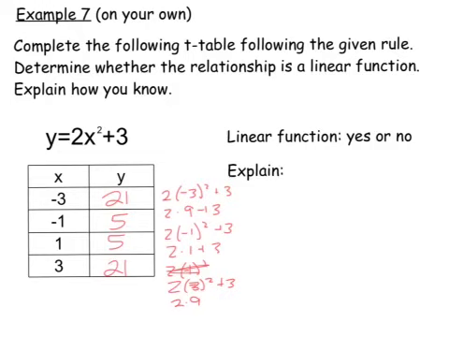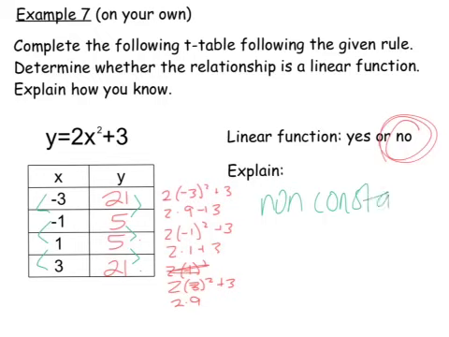I have my chart filled in and I went from 21 to 5 to 5 to 21. Just looking at it, because my numbers didn't always go up by 2 on the other side, I know it's not linear. Also remember, you can always double check by finding the gaps in your rate of change, and it's a non-constant rate of change, and it's just clearly not linear.